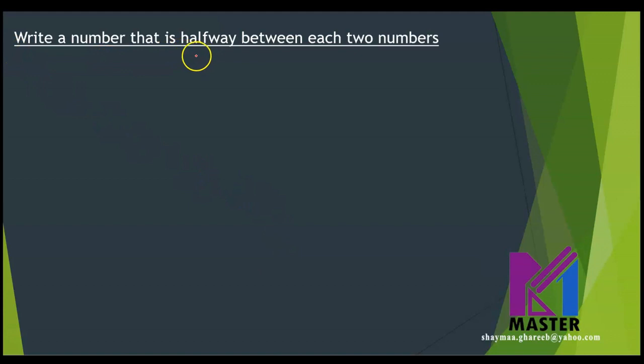Now, let's try a different question. Write a number that is halfway. What is the meaning of halfway? Halfway means exactly in the middle. So not any number in between. No, I want the number that is exactly in the middle between these two numbers. So for example, if I have 6.23 and 6.25, 23 hundredths and 25 hundredths, exactly in the middle means 6 and 24 hundredths.